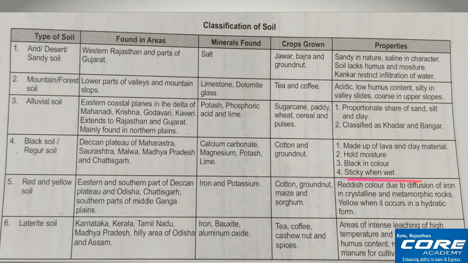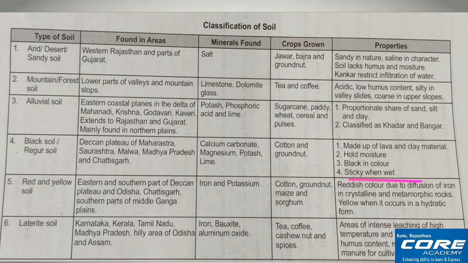And what are the properties here? It is made up of lava and clay material. Lava, right? You must remember, when the volcano erupted in this Deccan Plateau region, only then was this black soil formed. And it holds moisture as well. It is black in color. It is sticky when wet, meaning when water is there it becomes very sticky, and when it is dry, you can see breaks and cracks in this black soil very easily.